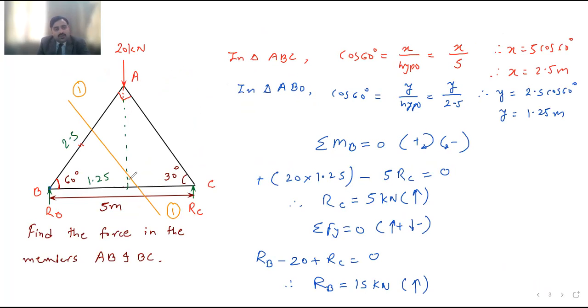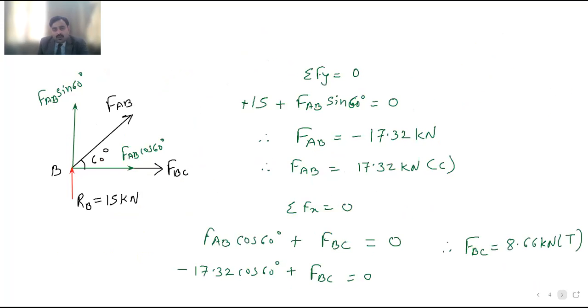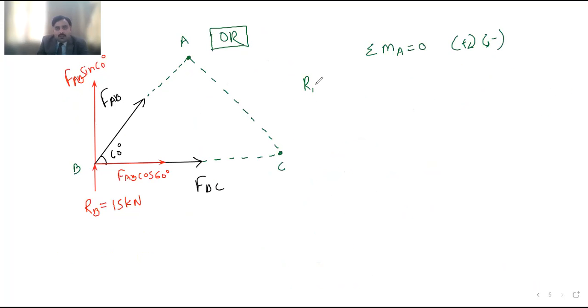So RB into what is the distance? It is 1.25. So the distance of RB is 1.25. So it is RB into 1.25. It is moving upward, in the clockwise direction, so positive. Then plus this FAB sine 60. It is also positive. Its distance is also this much of distance.